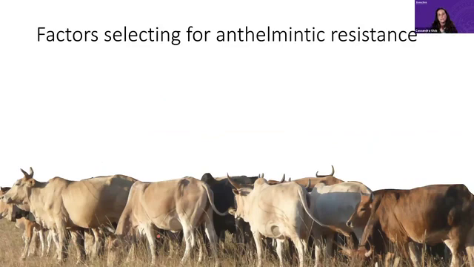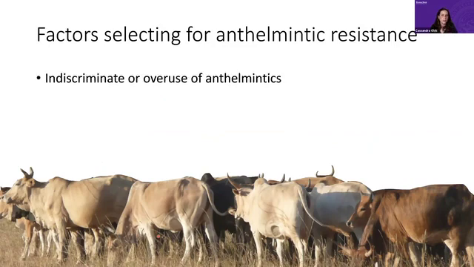So inadvertently, people might be doing things that select for resistance. So I'm going to go through some of the things that you might be doing that you don't realize actually selects for this resistance. And hopefully you can start thinking about changes that you might be able to make to stop this from happening.